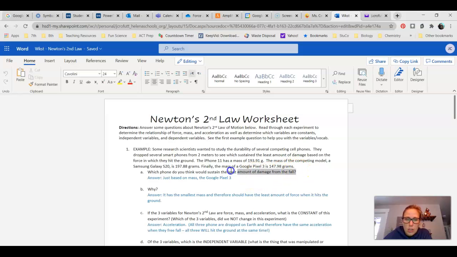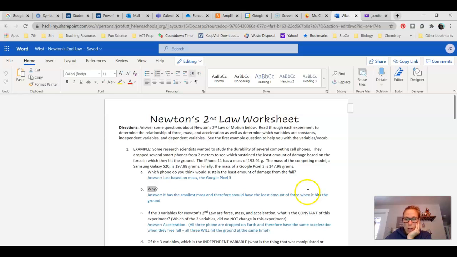You will always have a question that starts off asking about your setup. Again, just to review, the iPhone is 193.91, the Galaxy is heavier with 197.88, and the Google Pixel 3 is 147.98. So this one is the smallest, or the lightest one. Just based on mass alone, this one has the smallest mass, so the Google Pixel 3 will hit with the least force. That was my why right there. Explain why: it has the smallest mass and therefore should have the least amount of force when it hits the ground.